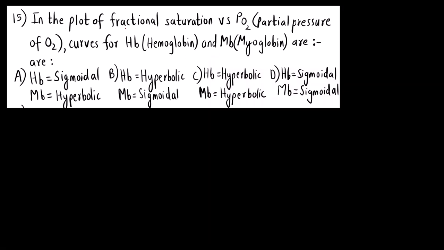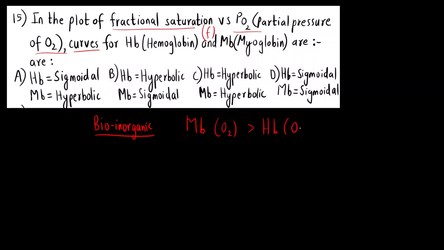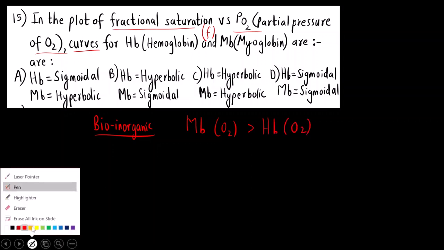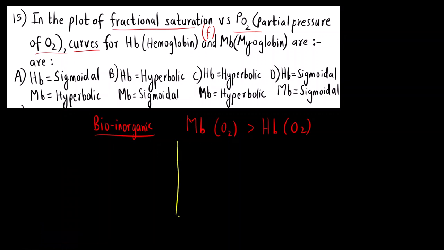Sorry, in the plot of fractional saturation, it is denoted by F versus partial pressure of oxygen. You have to find out the shapes of the curves. So this is a question from bioinorganic chemistry. Always remember myoglobin has higher affinity for oxygen than hemoglobin. If you draw the graph of this, it is going to look like this. This is the fractional saturation and partial pressure of O2.